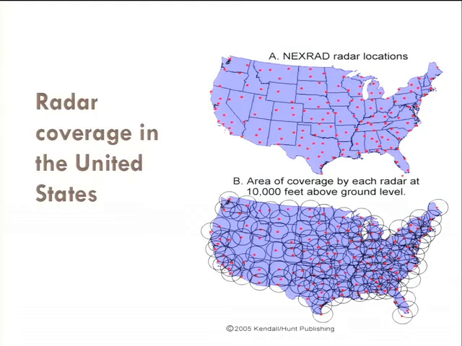But there's no way, particularly of telling simply by looking at the radar image, whether you're looking at rain or snow.